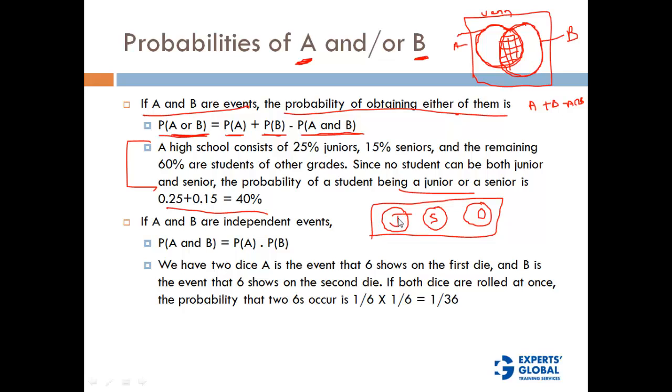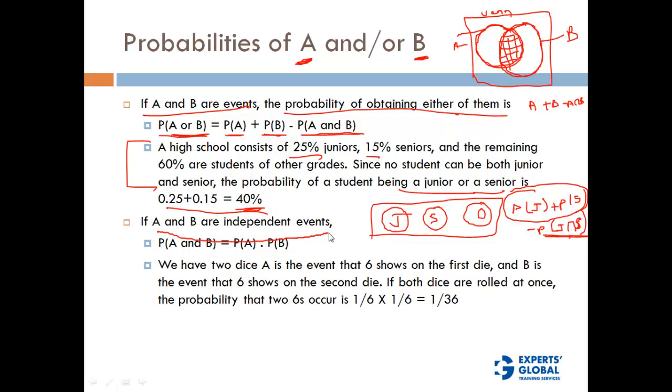That is why, when we talk about the probability of a student being a junior or senior, we take the probability of being a junior plus the probability of being a senior minus the probability of being a junior and also a senior. Now this probability is 0, correct? It's not possible, it's an impossible event. So we only add these two, and 15% plus 25% we get 40%, straightforward.